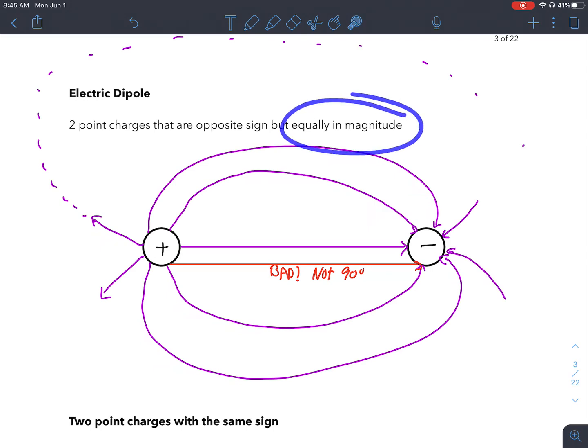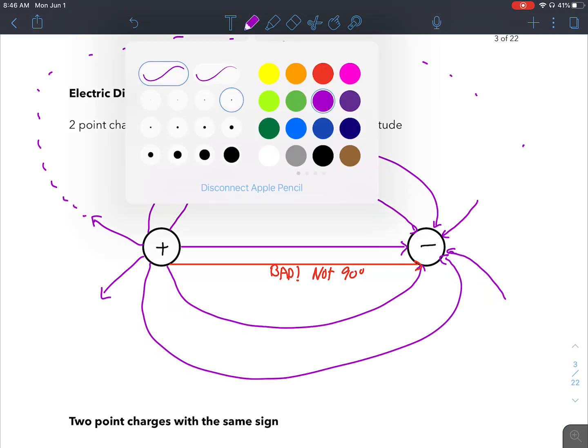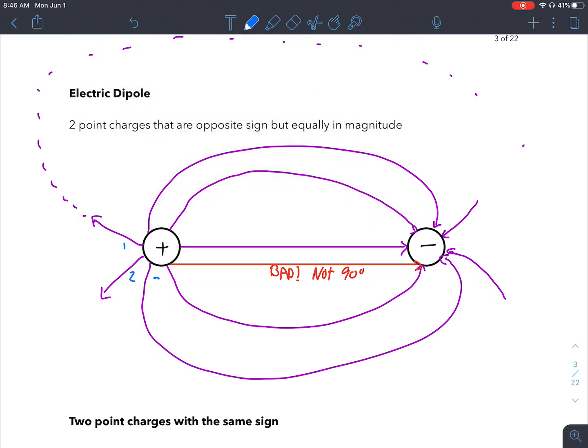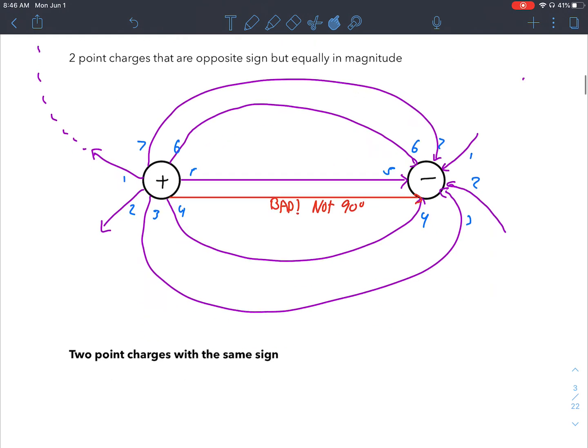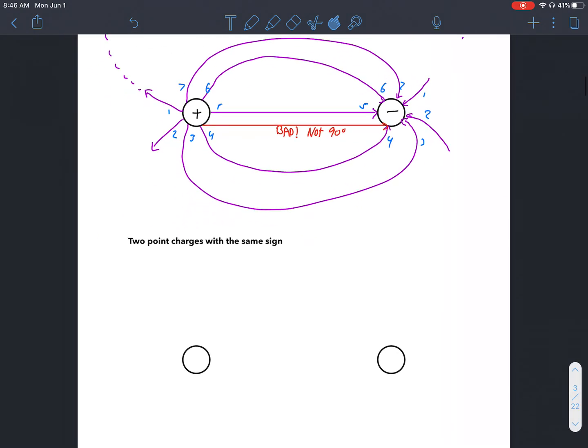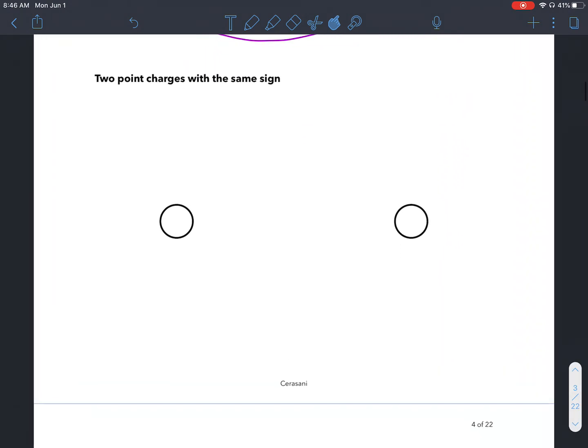Equal in magnitude means here we have 1, 2, 3, 4, 5, 6, 7 lines. So we have, of course, 1, 2, 3, 4, 5, 6, 7. Same number of lines, equal in magnitude. Cool. Okay. Two point charges with the same sign.